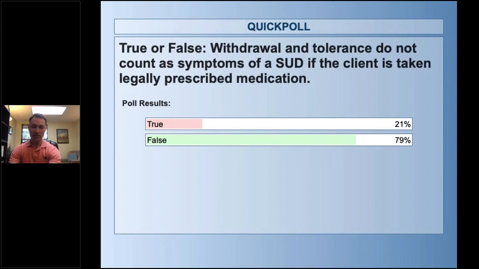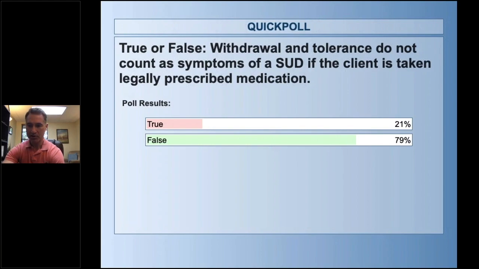If it's 2 or 3 symptoms in the same 12-month period, it's mild. 4 to 5 is moderate, and 6 or more is severe. So remember, there were 11 symptoms, and then the number of symptoms in the same 12-month period is what you use to ascertain level of severity at any point in time. Now, usually you're most interested in the most recent 12 months. So it would be in the past 12 months, how many symptoms for what disorders? Or in the last 12 months of their use could be another way to think of it.